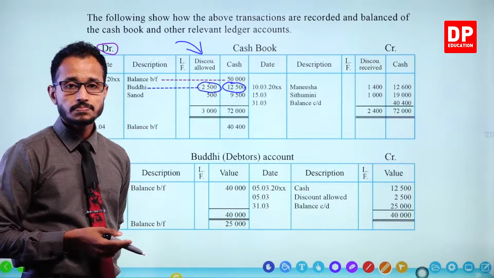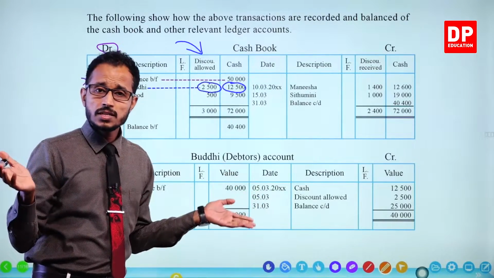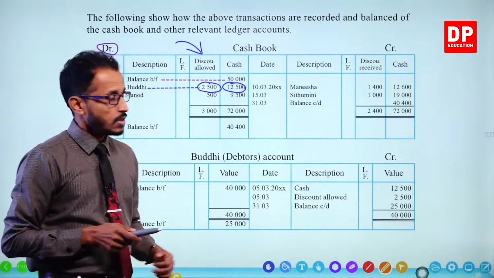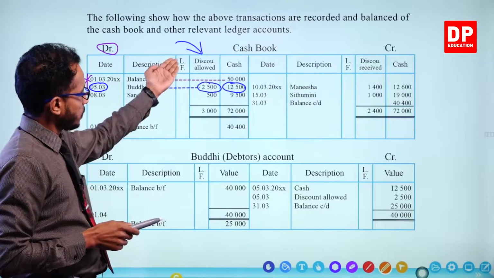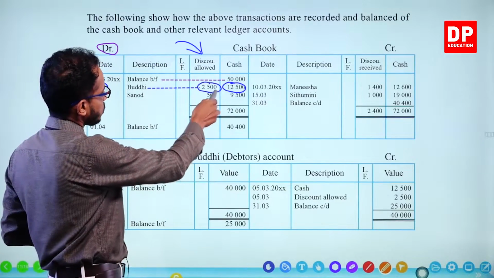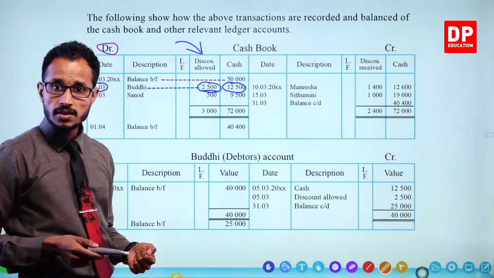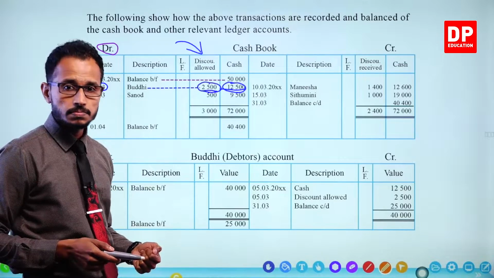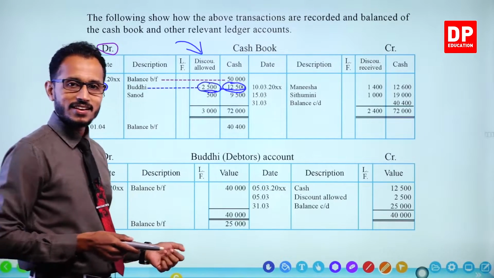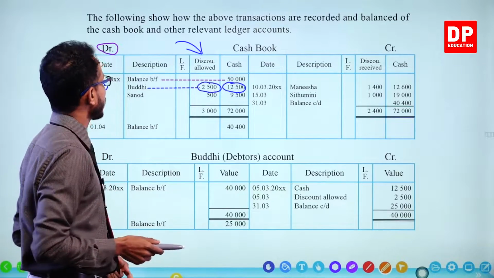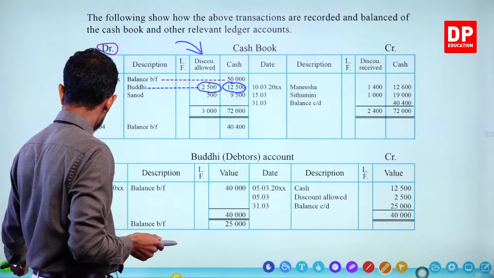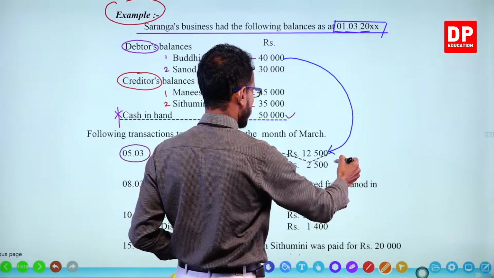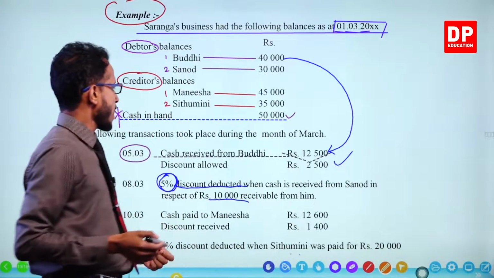That's it. I mean, these are not hard to understand. It's just a matter of memorizing. Discounts allowed column should be in the debit side. And discounts allowed should be recorded in that column. Cash is the next column. All right. Let's go to the next transaction. This is also done. We have recorded this. Next one.